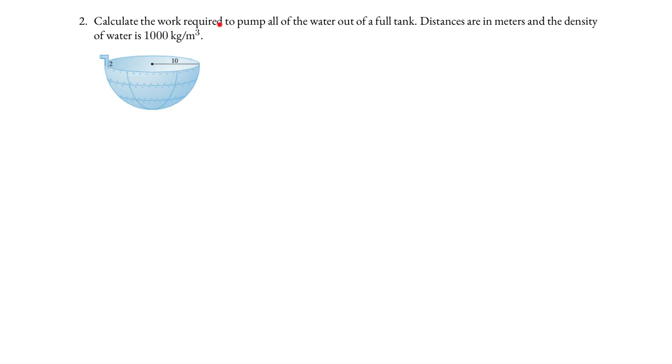Calculate the work required to pump all of the water out of the full tank. Distances are in meters and the density of water is 1000 kg per cubic meter. We will set up the Riemann sum for the work. Take the limits to obtain the definite integral.